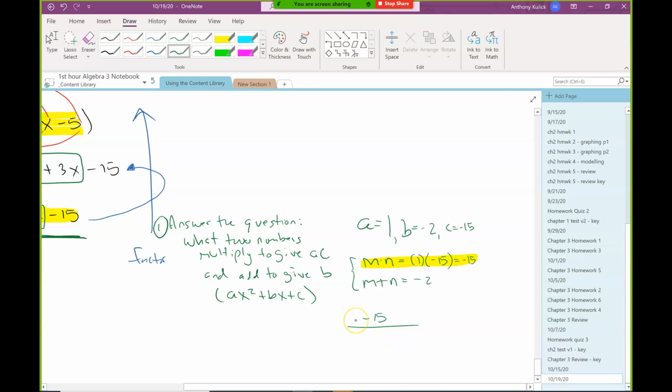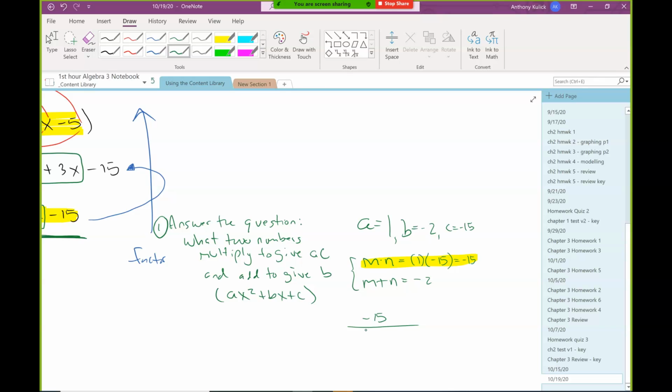And we're just going to start by writing down the numbers that can multiply to give us negative 15. And each time we're going to check those to see if they can also add to give us negative 2. Why do we want to start with the multiplication problem? Because there's only finitely many pairs of whole numbers that can multiply to give me negative 15.